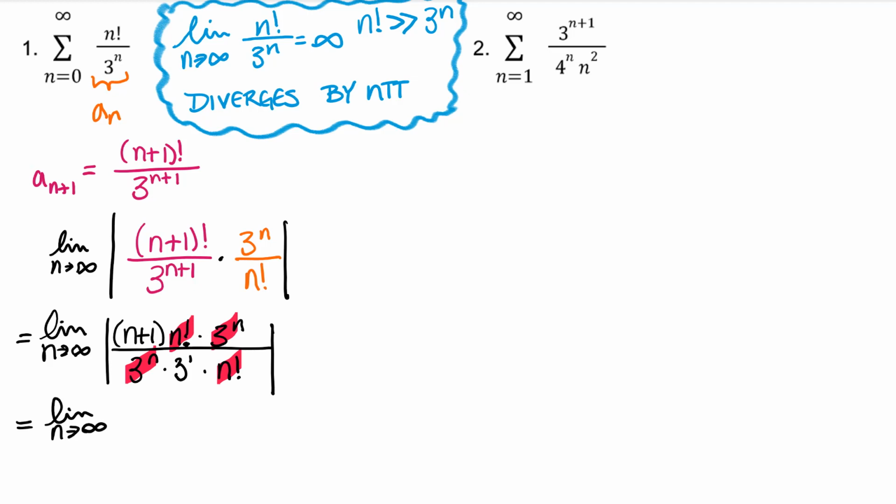Our absolute value is really just there if we have an alternating series. N is approaching positive infinity, so we no longer need the absolute value. We could even take 1/3 out of our limit.